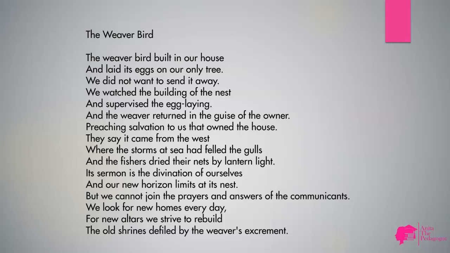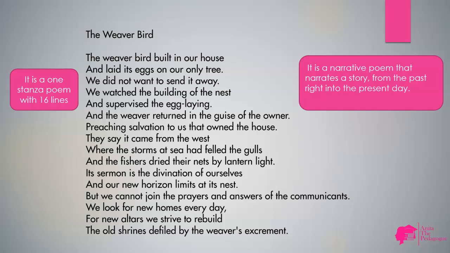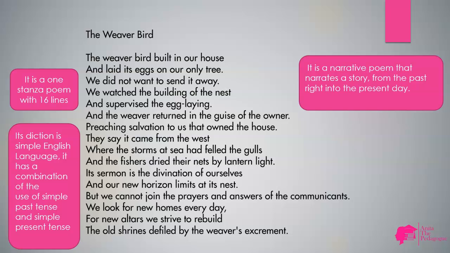So I want to quickly look at the structure of the poem, and I would like to begin by saying that this poem is a one stanza poem and it has 16 lines. Most of the lines are uneven, they are not the same. Some lines are longer whilst others are shorter. Again, we want to take note that it is a narrative poem that narrates a story right from the past into the present day. In addition, its diction is simple English language.